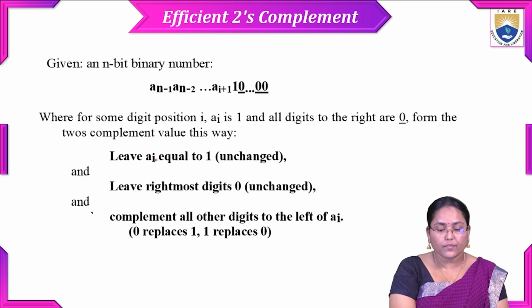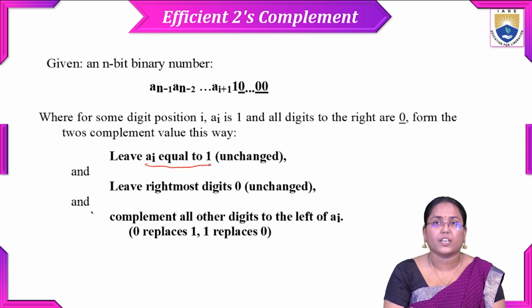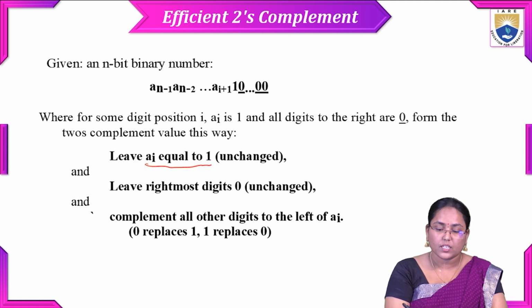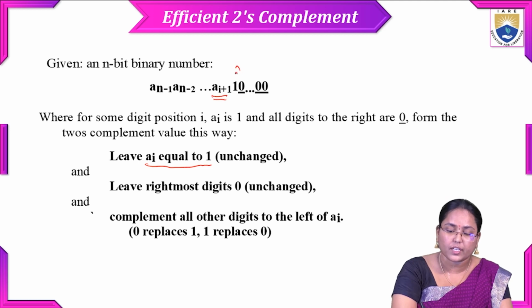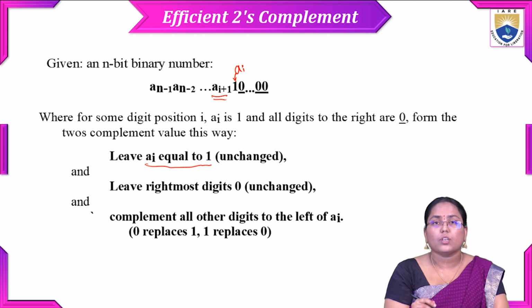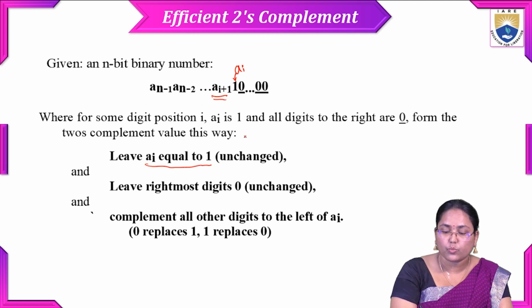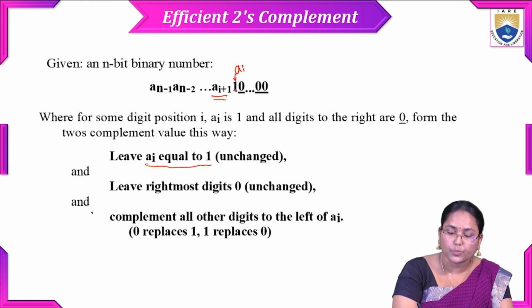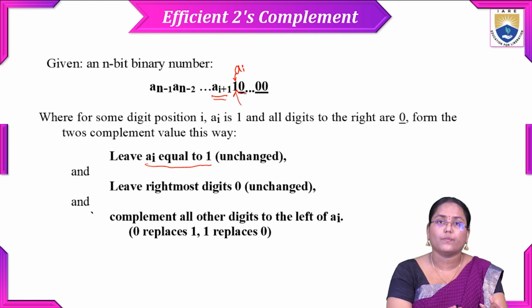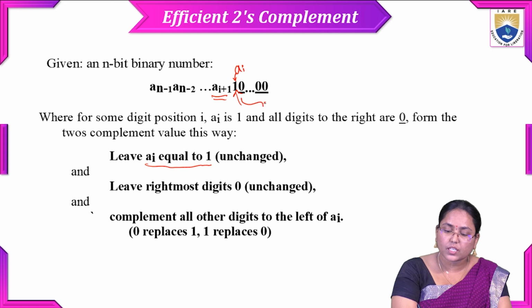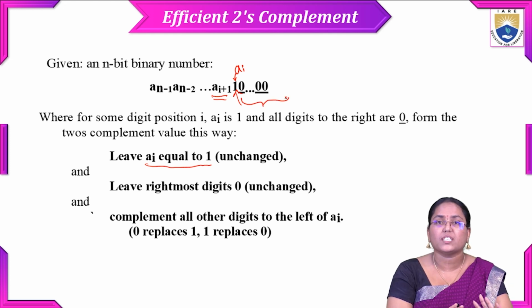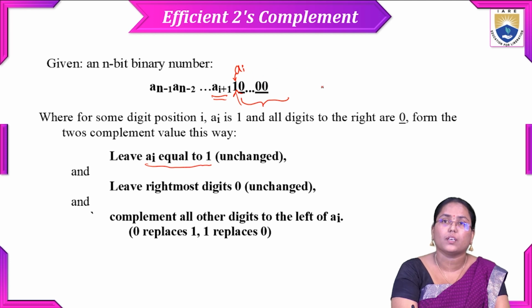That is to say, leave a i equal to 1 unchanged. Whichever a i value is there, as I have this a i value equal to 1, what I need to do is put this 1 value as such, and the rest of the zeros also just like that. I won't change anything till here. The next procedure is to leave the rightmost digits as 0. That is, I'll leave all these rightmost digits, meaning whichever digits are coming at the right side.